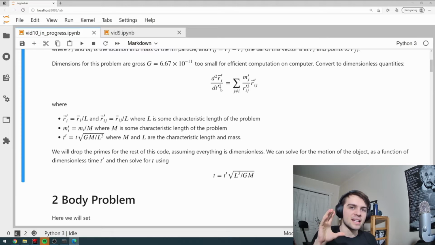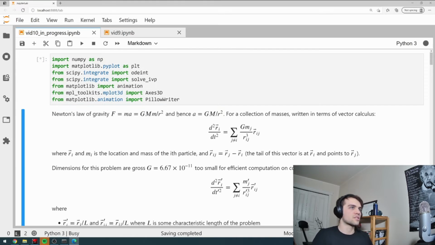But then if you want to get it as a function of actual time, you write T is equal to T prime root L cubed over GM. And then you can convert to the actual time frame of your original problem with your units. So you only need to deal with those big numbers at the end, right? So not too bad.